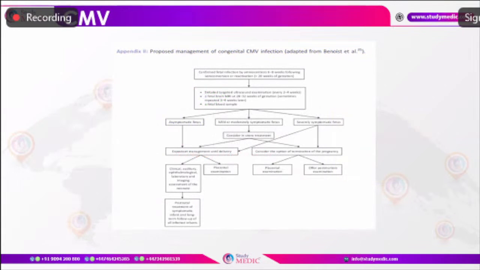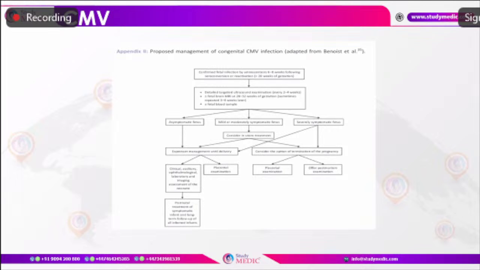So if there is a congenital CMV infection, what are we to do? First, we have to confirm if there's a fetal infection by doing an amniocentesis, and this is usually done 6 to 8 weeks following the maternal infection or reactivation, and especially if the gestation is more than 20 weeks. We need to do a detailed targeted ultrasound every 2 to 4 weeks and a fetal brain MRI at 28 to 32 weeks. Sometimes this can even be repeated 4 weeks later.